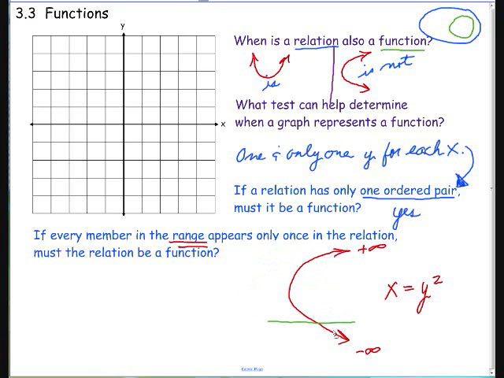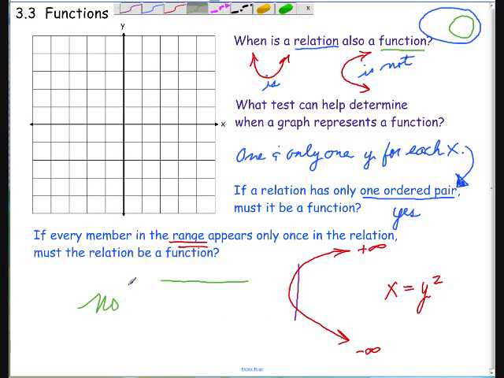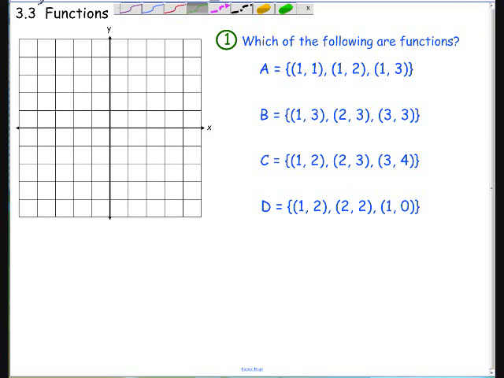But this isn't the test we use for a function. The test we use for a function is right here. We use the vertical line test, and it fails. So our answer is no. The question was, must the relation be a function? Well, it might be, but it isn't necessarily a function. A horizontal line test won't do it for us.